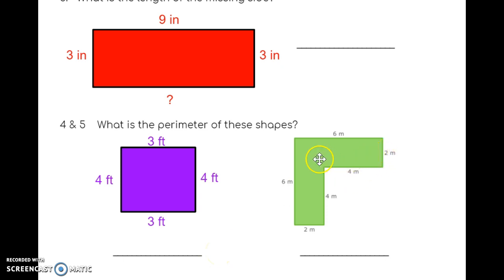And this one's a little bit different. We have 6 meters, 2 meters, 4 meters, 4 meters, 2 meters, and 6 meters. Find the perimeter there and write your answer on the line. That is it.